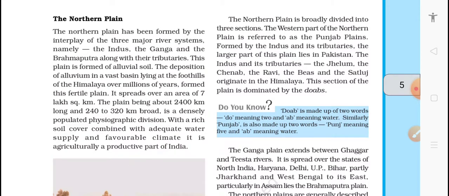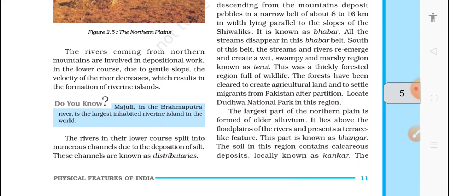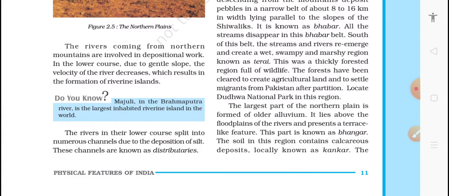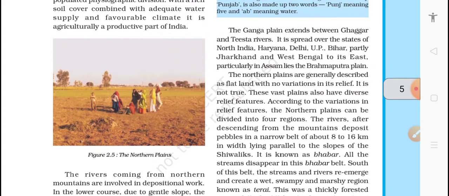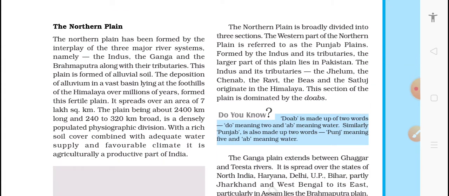These lands are very good for agricultural practice. The rivers coming from the northern mountains are involved in depositional work, meaning the northern rivers which come from the Himalayas carry some sedimentary rocks and soil. Due to the gentle slope, the velocity of the river decreases, which results in the formation of river islands. The rivers in their lower course split into numerous channels due to the deposition of silt. These channels are known as distributaries. So we have already learned about distributaries in the class 6 or class 7 videos. You can go and see those videos.